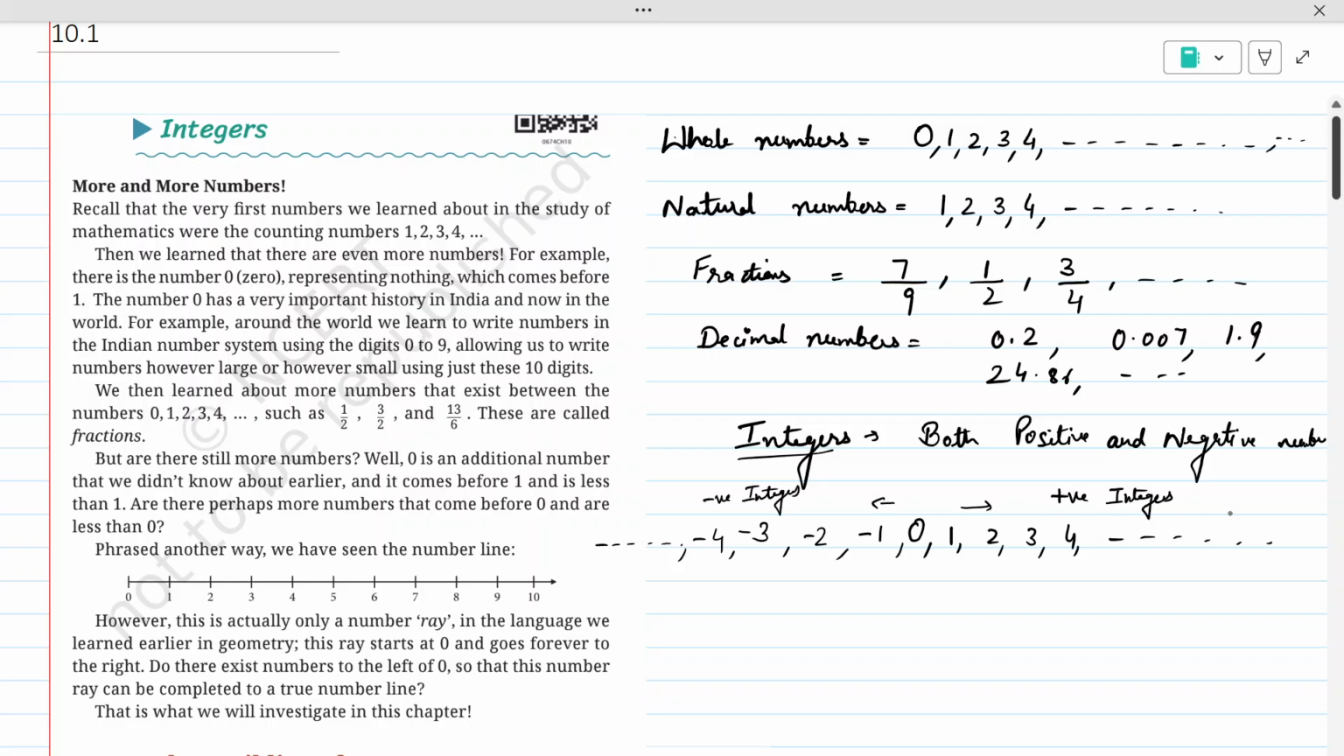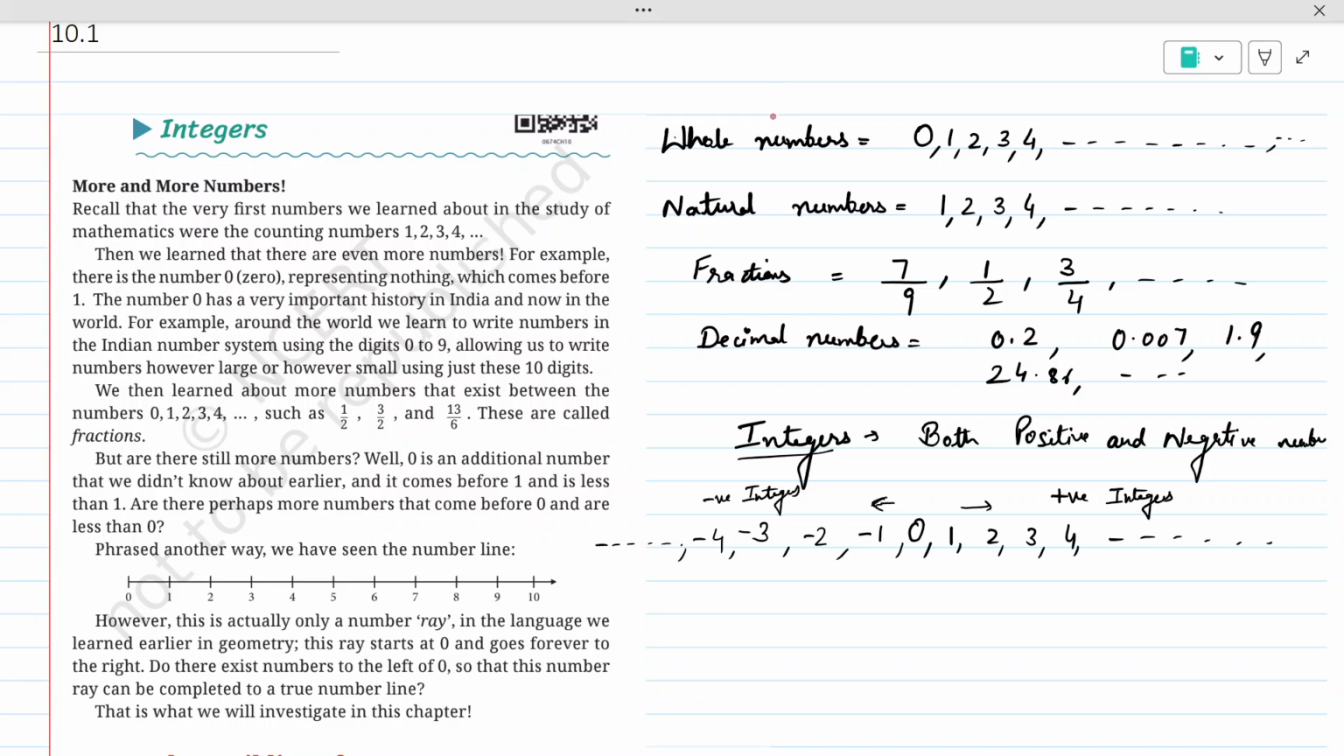So these are positive integers or positive numbers on the right side of 0. On the left side of 0, or on the other side of 0, we have negative numbers, -1, -2, -3, -4 and so on. Okay, so these are negative numbers or negative integers.